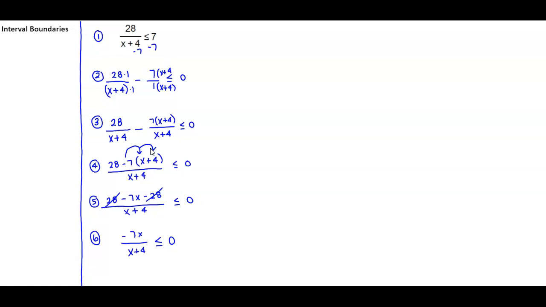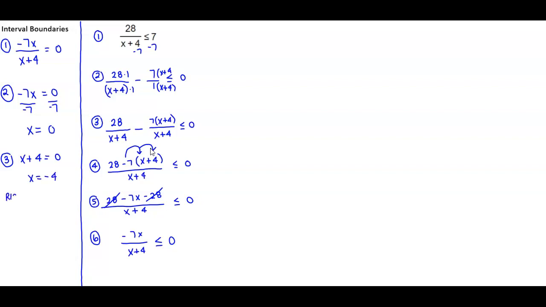Now we need to determine our interval boundaries. We have negative 7x over x plus 4, and we're going to set that equal to 0. We take the numerator first, which is negative 7x, and set that equal to 0. If we divide both sides by negative 7, then one of our interval boundaries is 0, because 0 divided by negative 7 is 0. Step number 3, we take a look at the denominator. The denominator is x plus 4, and we set that equal to 0. When we solve for x, we get x equals negative 4.